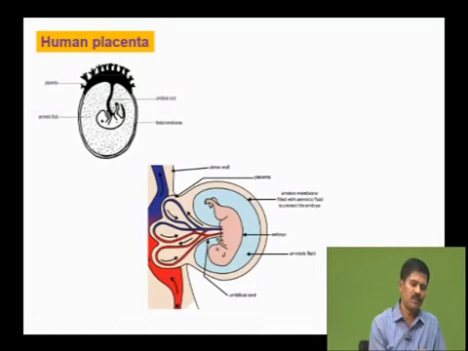The embryonic connection that is established between the fetus and the uterine wall is called placenta. So placenta can be defined as an embryonic connection between the fetus and uterus for the purpose of physiological exchange of materials. This structure we call placenta. Placenta is formed from both the tissues of the fetus as well as the mother.